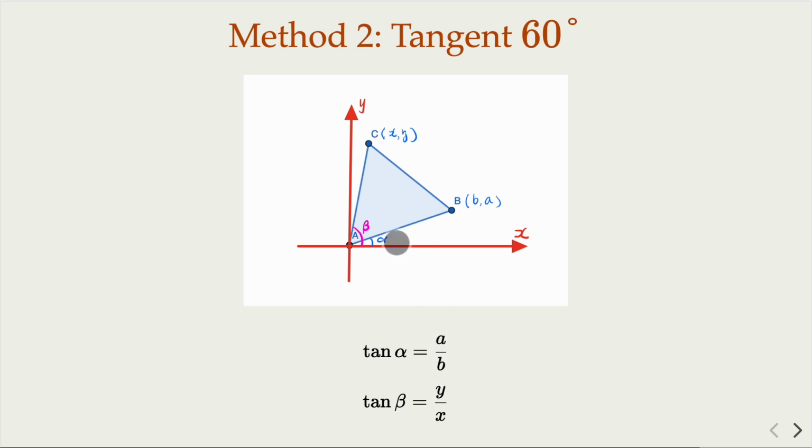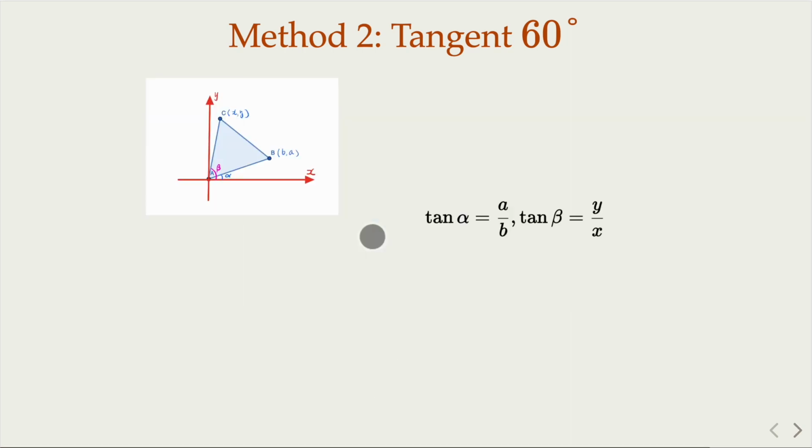So what is the difference of beta minus alpha? That's exactly the angle A of the triangle here. If we assume it is a regular triangle, that would be 60 degrees. Tangent of 60 degrees would be square root of 3. So we have tangent alpha and tangent beta are rationals, and beta minus alpha equals 60 degrees. So the tangent of that would be square root of 3.